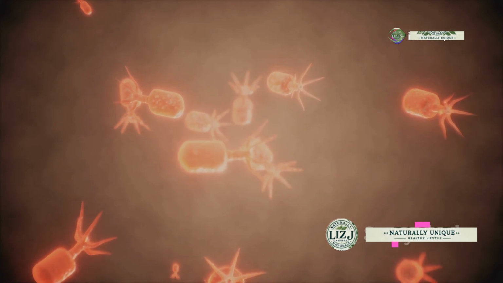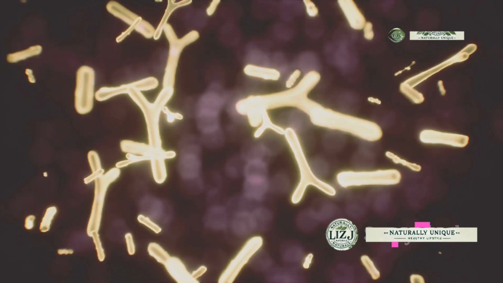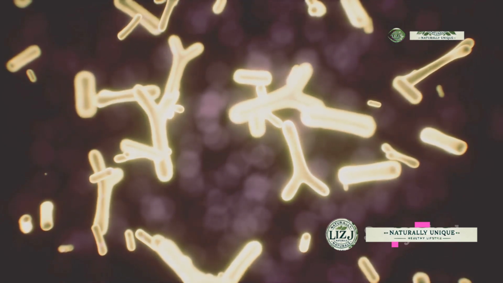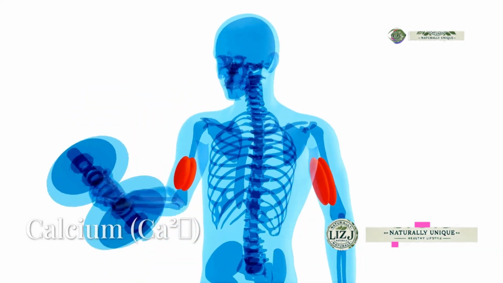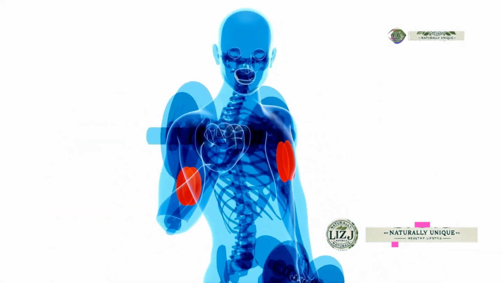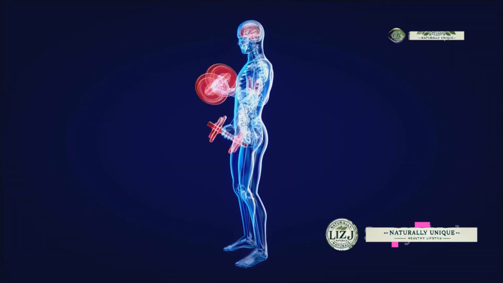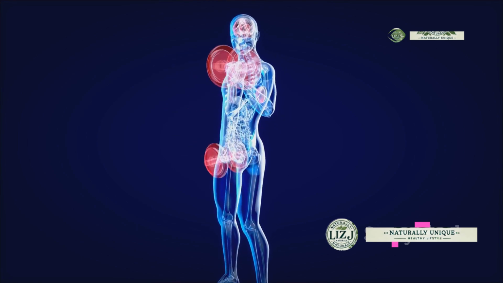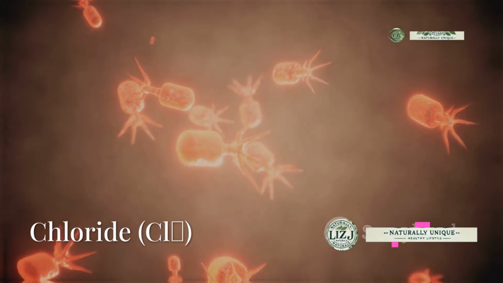Potassium, or K+, maintains the resting membrane potential. The efflux of potassium ions repolarizes the muscle membrane after contraction. Calcium, or Ca2+, triggers muscle contraction by binding to troponin, enabling actin-myosin interaction. It is stored in the sarcoplasmic reticulum and released upon stimulation.